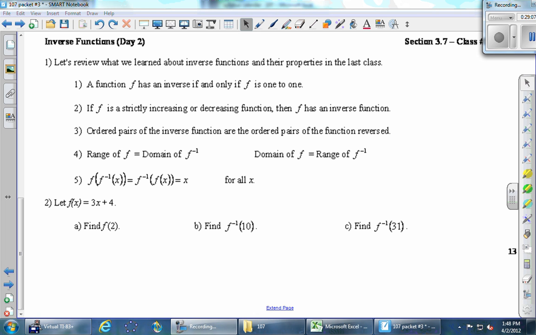Okay, so we saw that earlier today. In fact, we saw all of this earlier today, so this is supposed to refresh our memory from the 48 hours that have passed, but this should be very current for us. We'll come over here to Sarah, number 2. You guys remember that? If it's always increasing, then it's going to have an inverse because it doesn't have a chance to turn around and fail the horizontal line test.